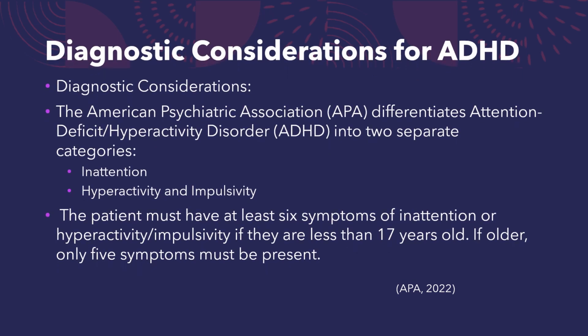Now we will discuss the diagnostic considerations for ADHD. The American Psychiatric Association differentiates ADHD into two separate categories: inattention and hyperactivity-impulsivity. Patients can meet the diagnostic criteria for both, so should be assessed for both. At least 6 symptoms must be present from either inattention or hyperactivity. For a diagnosis, these symptoms must be present for at least 6 months, must be negatively impacting social, academic, or professional activities, and are not consistent with developmental level.